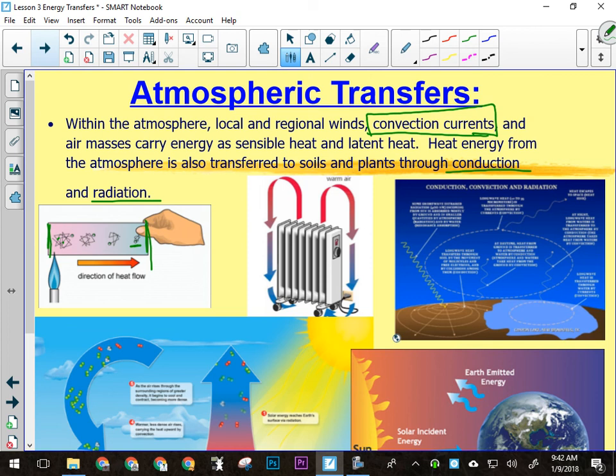All right, so we got our convection currents. That's going to transfer energy within both the atmosphere as well as the hydrosphere. But that is by far the most important energy transfer method.